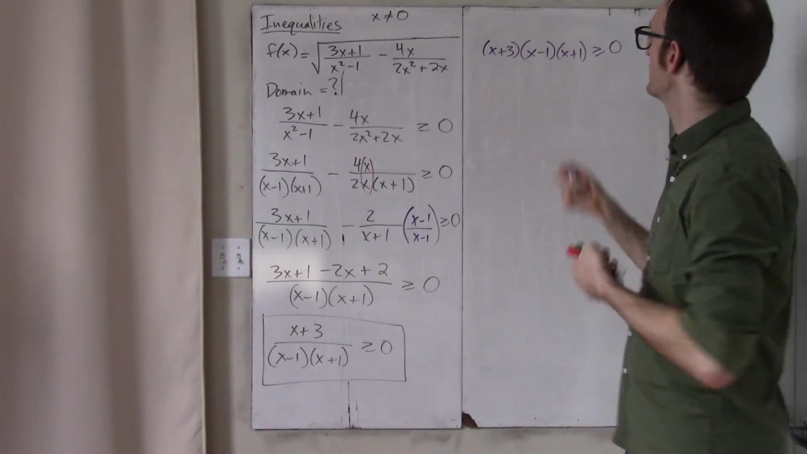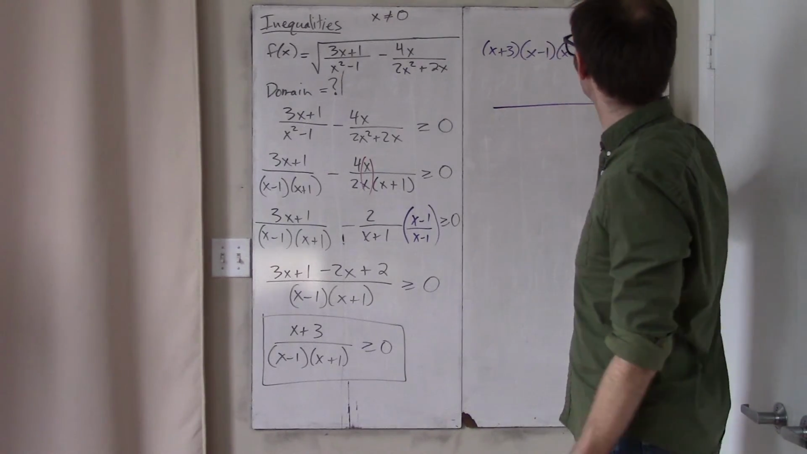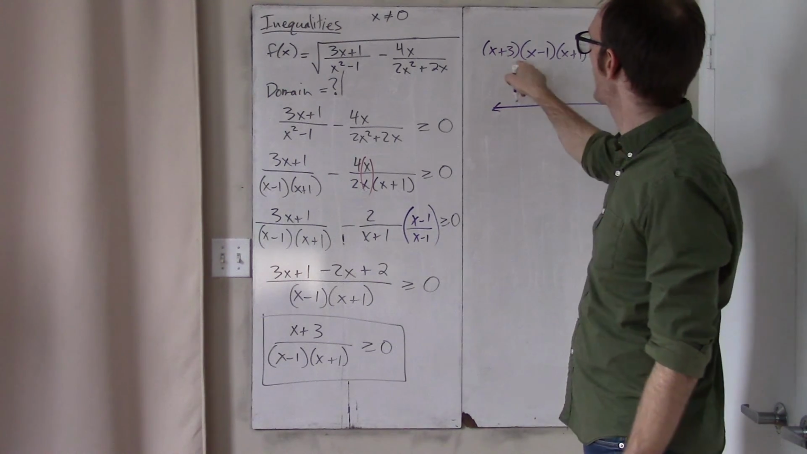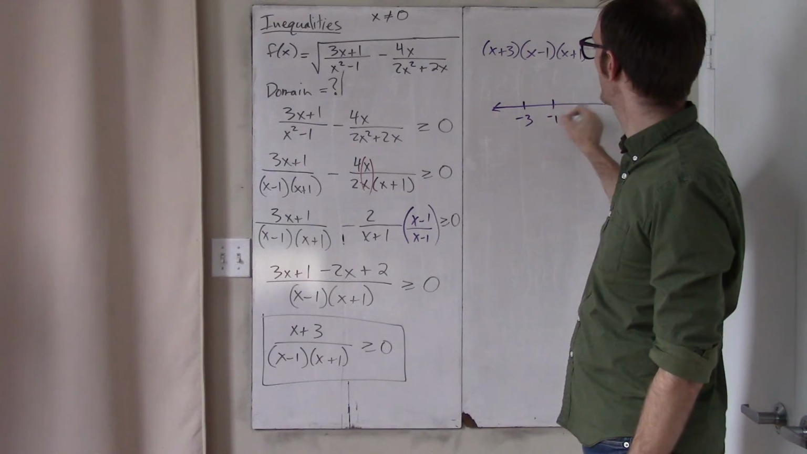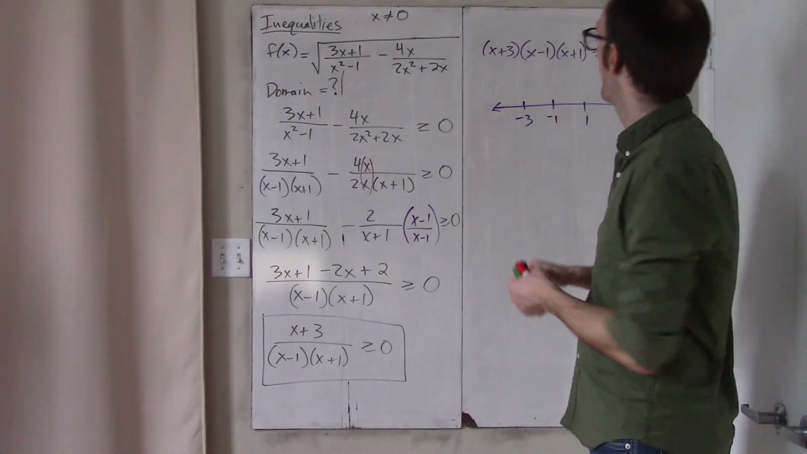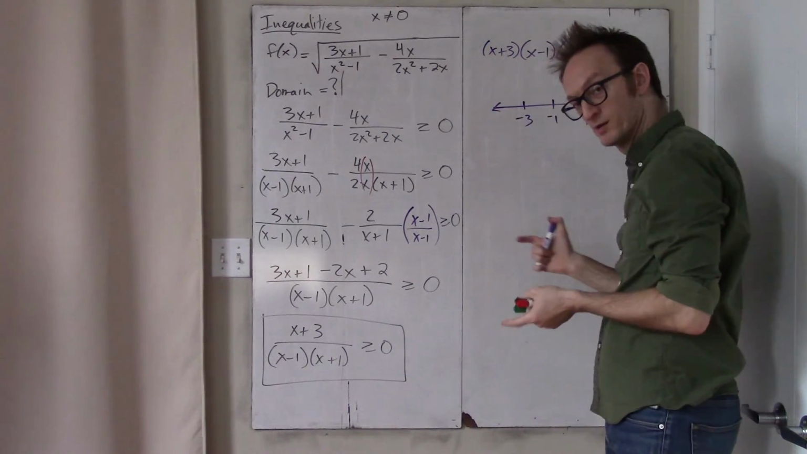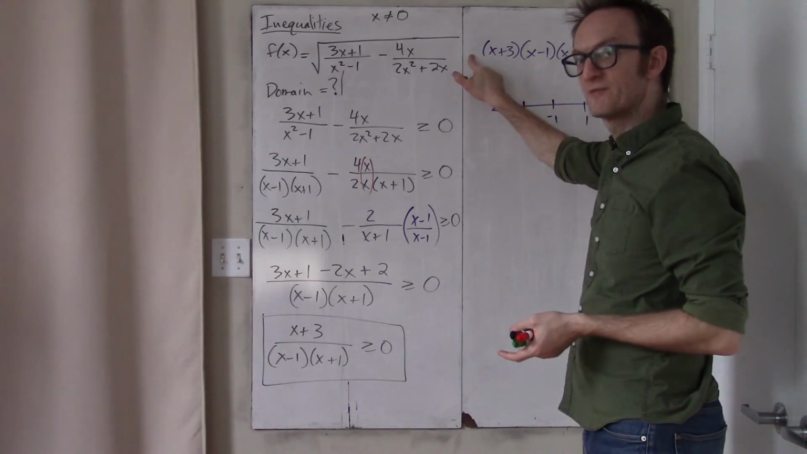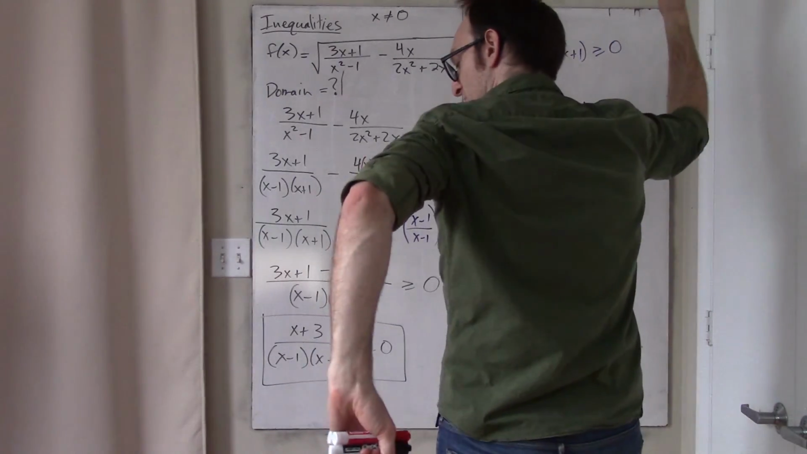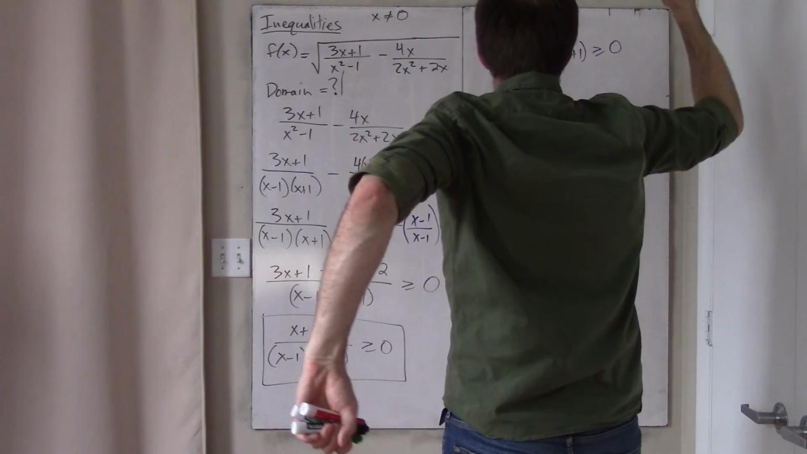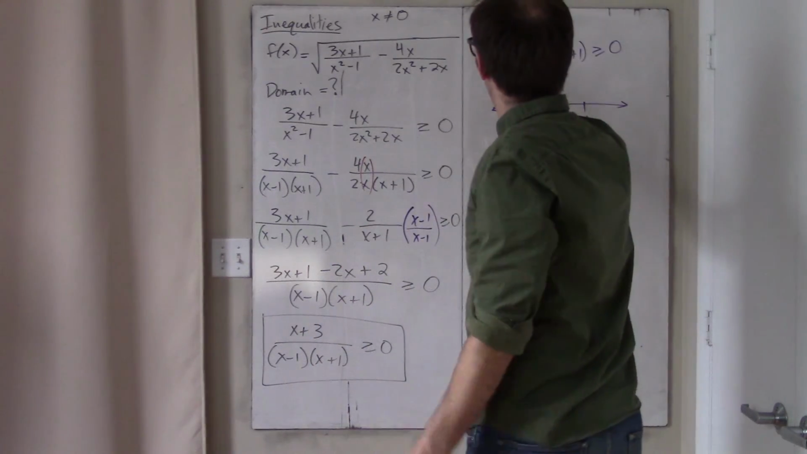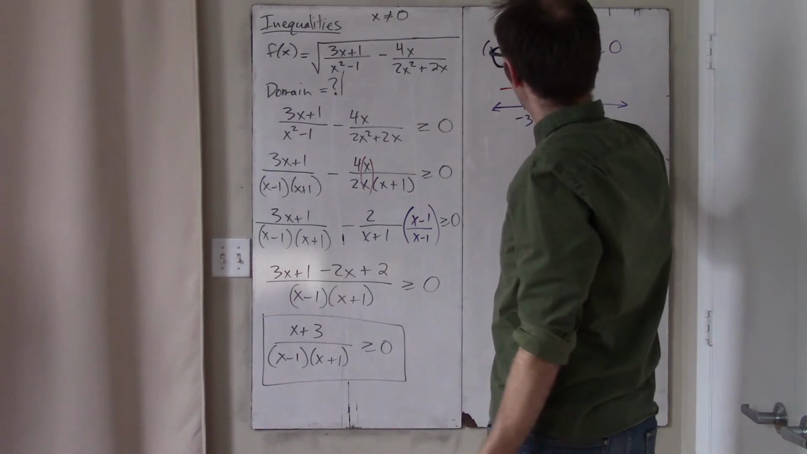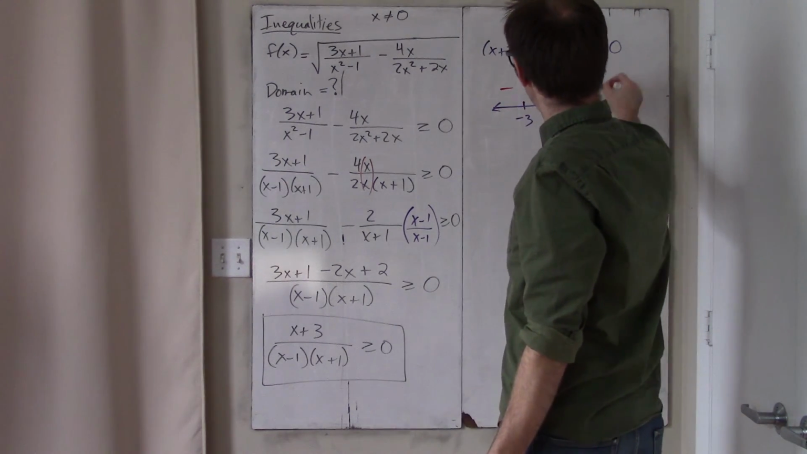So since polynomials are easy, I don't even need to draw a picture of the polynomial. I'm just going to say, okay, the key points are negative 3, negative 1, and 1. What is this polynomial? It's a cubic. The leading coefficient is 1. If the leading coefficient is 1, the end behavior is like this. Then the thing starts negative, and then becomes positive between negative 3 and negative 1, negative thereafter, positive thereafter.